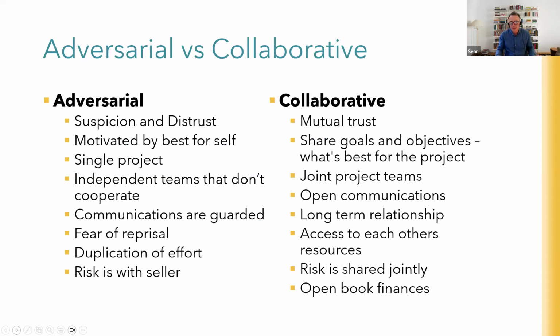So here are some of the advantages and disadvantages. Adversarial forms of contract can cause suspicion and distrust because one party thinks it's going to be ripped off by the other party or doesn't trust the other party. It is motivated by best for self: what's our profit margin? How do we get more money out of this? It's typically given on a single project basis, so there's no long-term relationship built. You get independent teams in each contracting party that don't really cooperate because they've got their own culture and ways of working, and they know they'll say goodbye sooner or later. Communications are guarded. Nobody wants to say how much money you're actually making or what the real problem is in case you get blamed and sued for it.